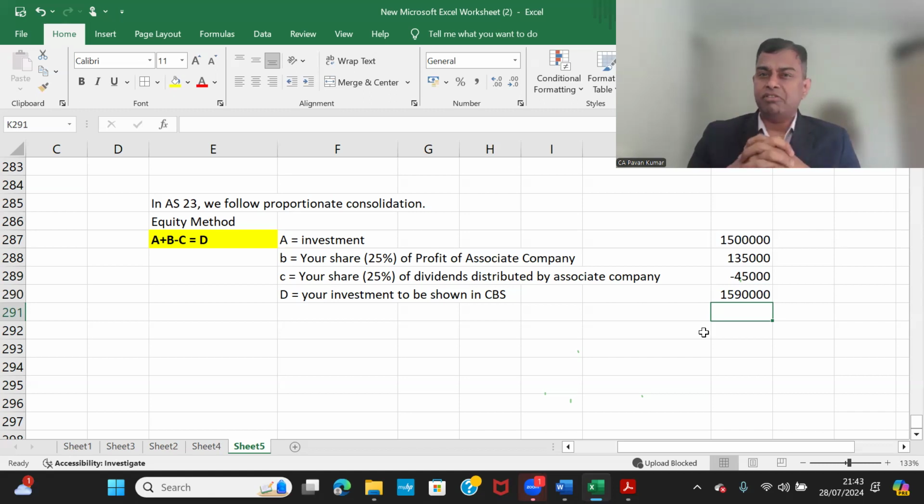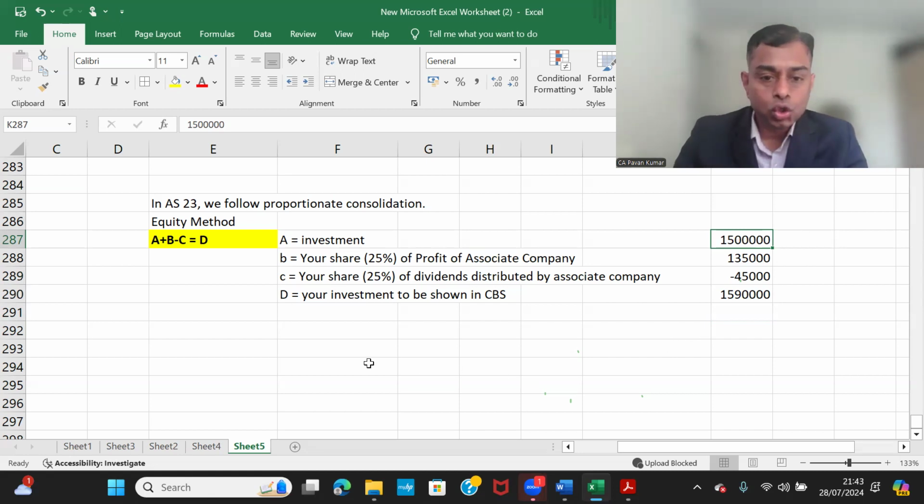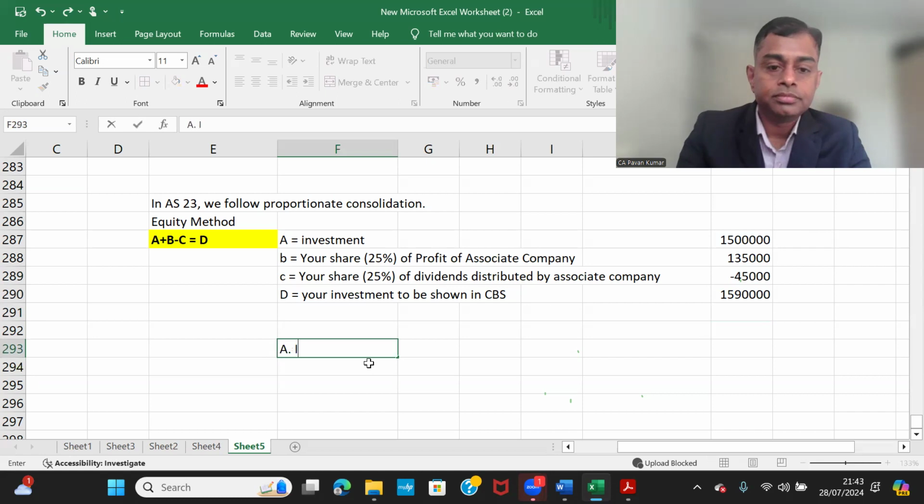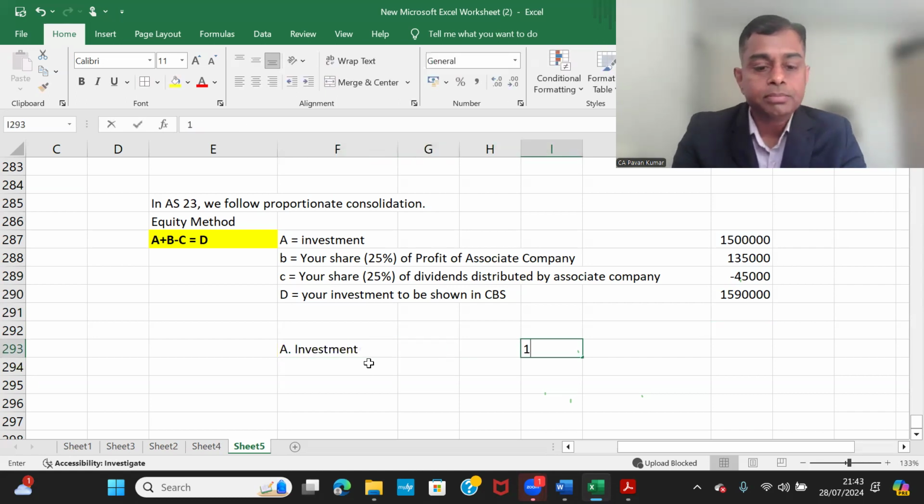But ICI says, Pavan, you have invested 15 lakhs. Yes, sir. Have you calculated goodwill or capital reserve? No, sir. Then first calculate that also. Okay, sir. So, this investment how much is it? 15 lakhs.